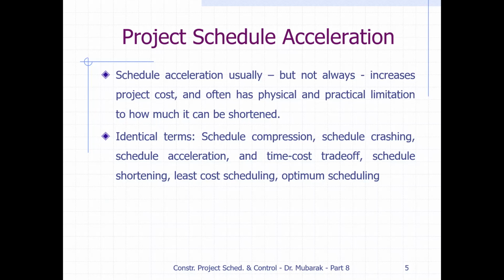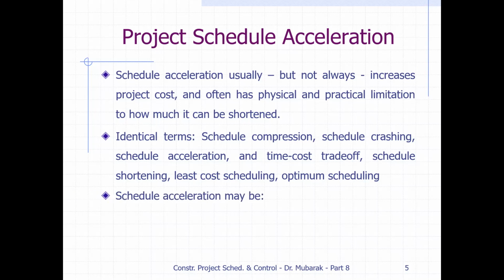Some people call it schedule shortening, or least cost scheduling, like minimum cost scheduling, or we call it optimum scheduling. It means we are going to find the optimum time, the most suitable time where the project cost will be minimum. Okay. So these are the terminologies people use in academics when we talk about project schedule acceleration. Some people call it least cost scheduling.